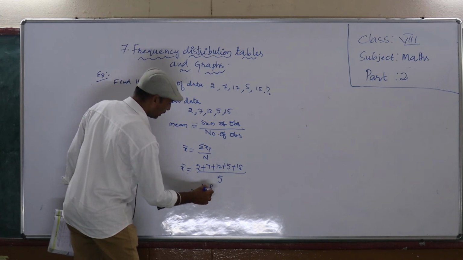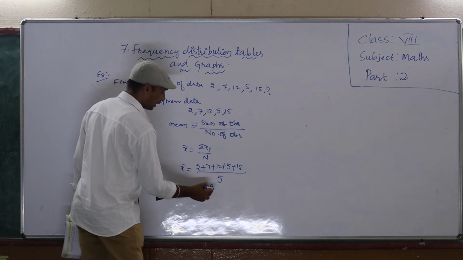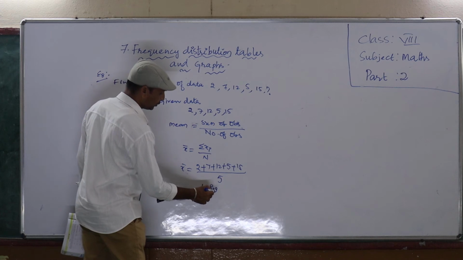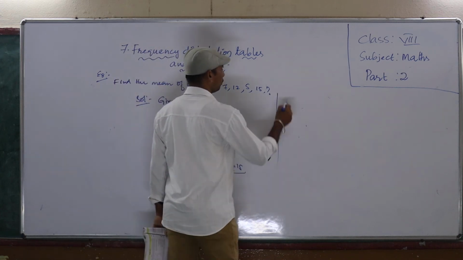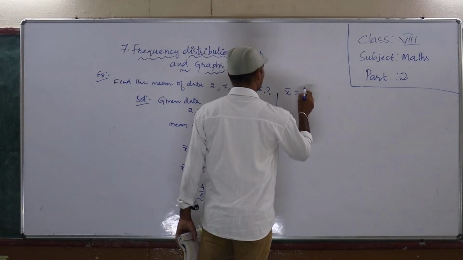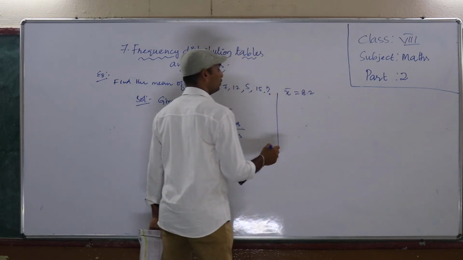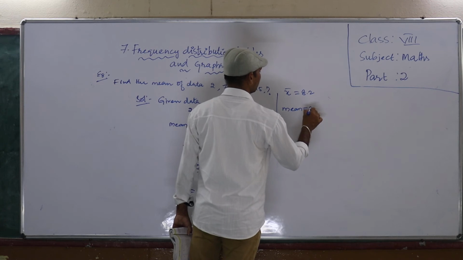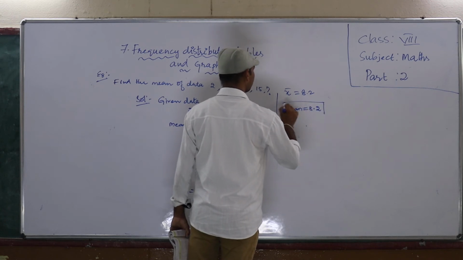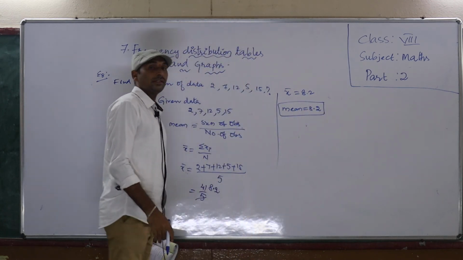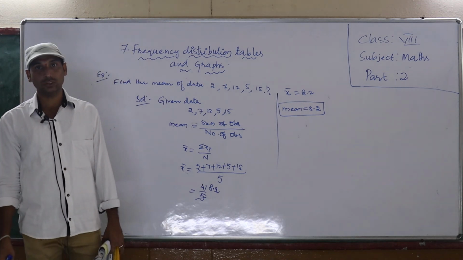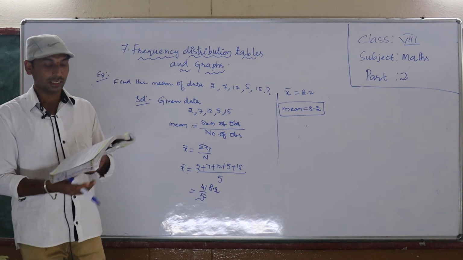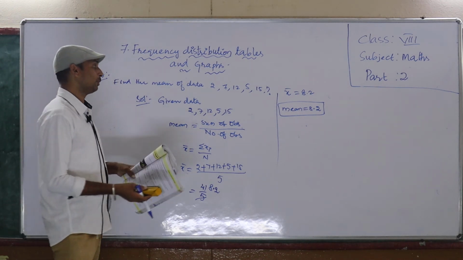5 ones are 5, 5 eights are 40. Remaining 1 is there, means if you take the decimal point it will become 10. 5 twos are 10. So therefore x bar is equal to 8.2. Nothing but mean is equal to 8.2. This is, children, how to find it out. Okay. Now let us discuss the textbook example problems.